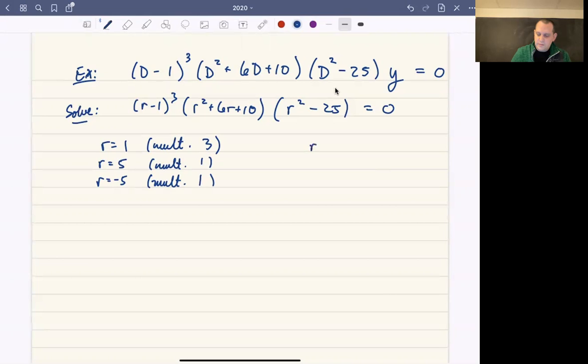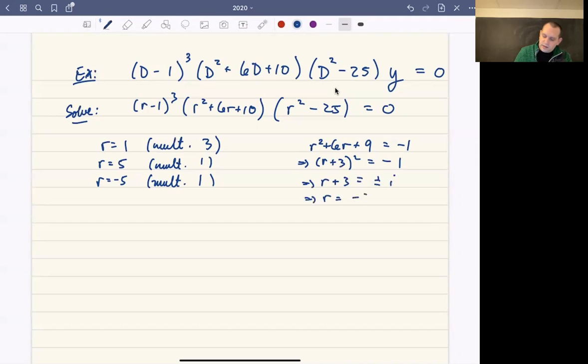So r squared plus 6r plus 10 means r squared plus 6r plus 9 equals negative 1. So I'm completing the square. And that means that (r plus 3) squared is going to be negative 1. And therefore, r plus 3 is going to be equal to plus or minus the square root of negative 1. So r is going to be negative 3 plus or minus i. Turns out that those are the solutions there. Those come in pairs. We have two complex numbers, each of multiplicity 1, but they come in pairs. So I'm going to write them together.